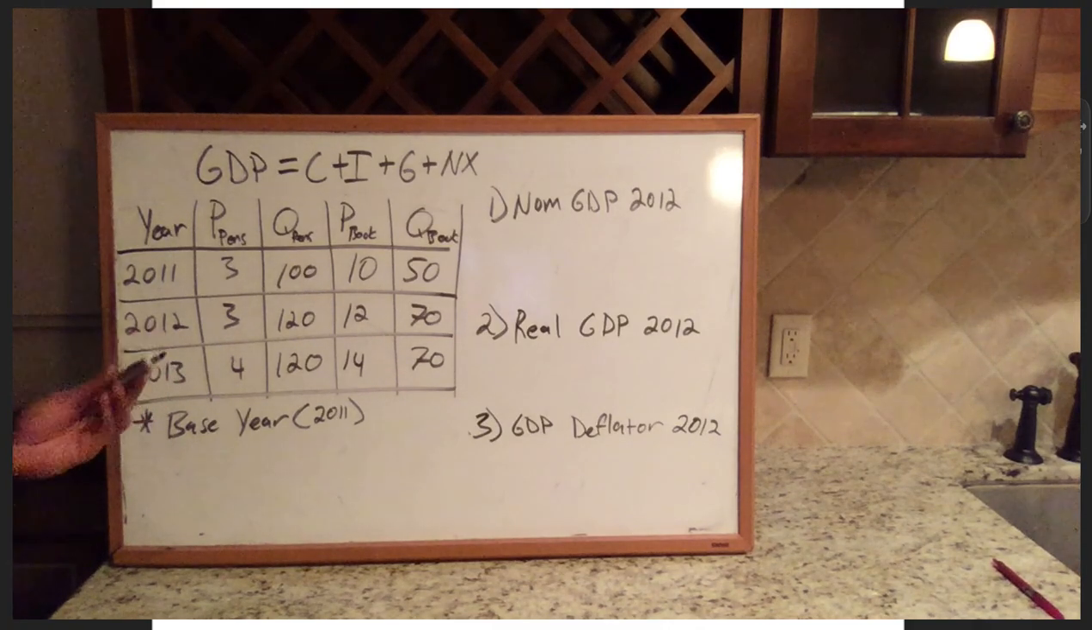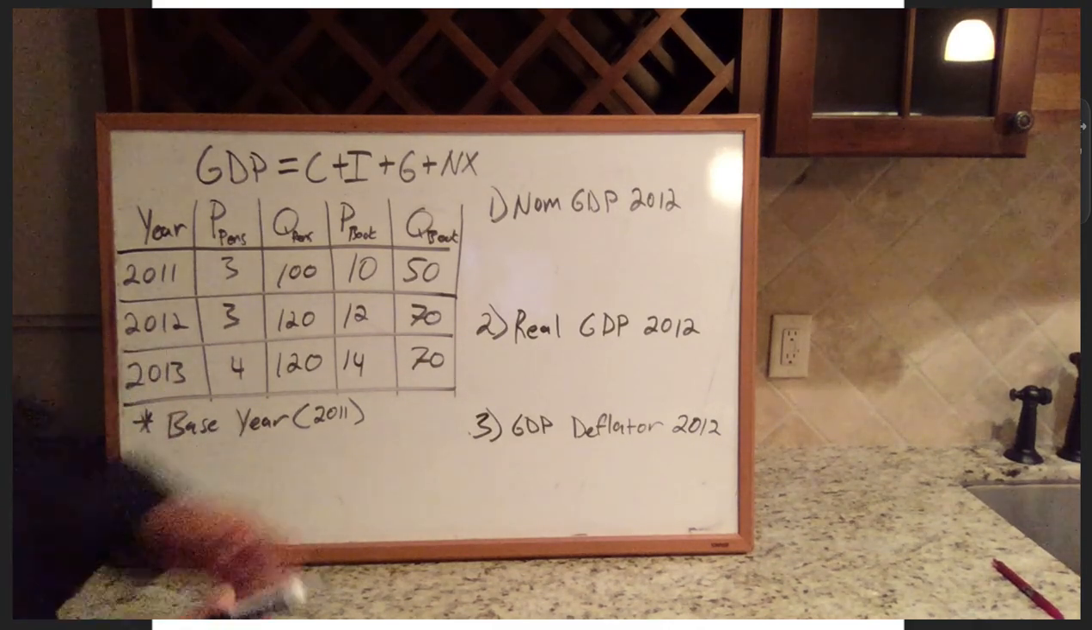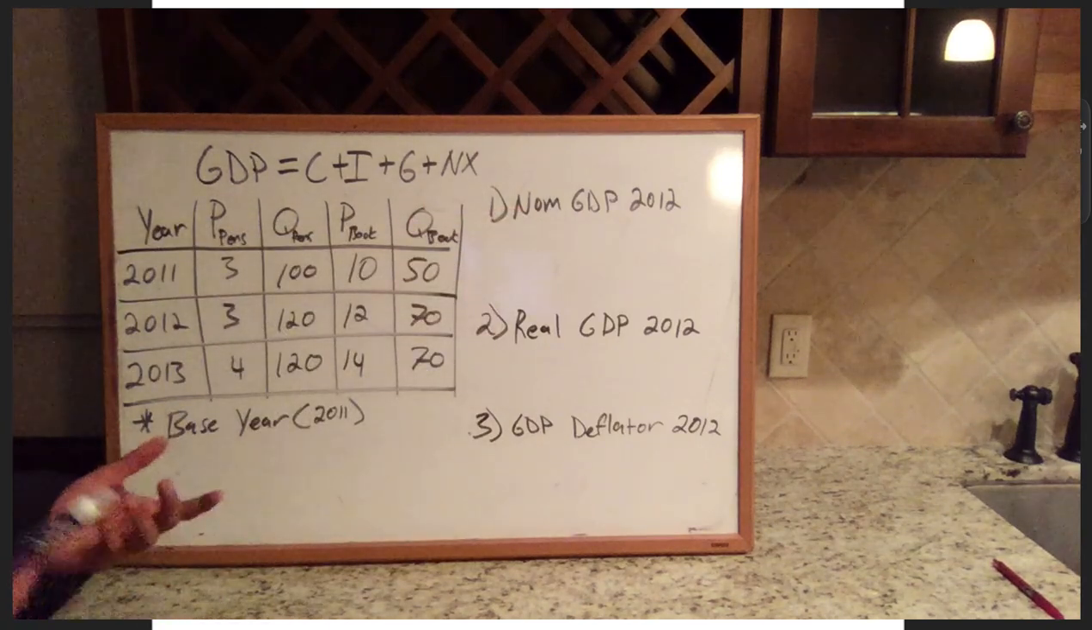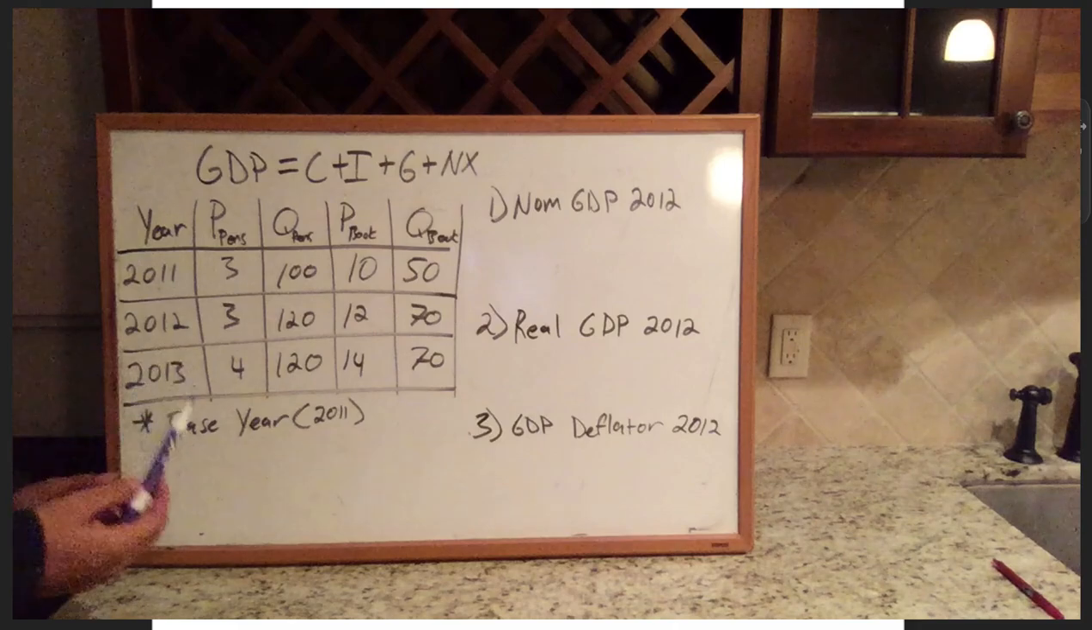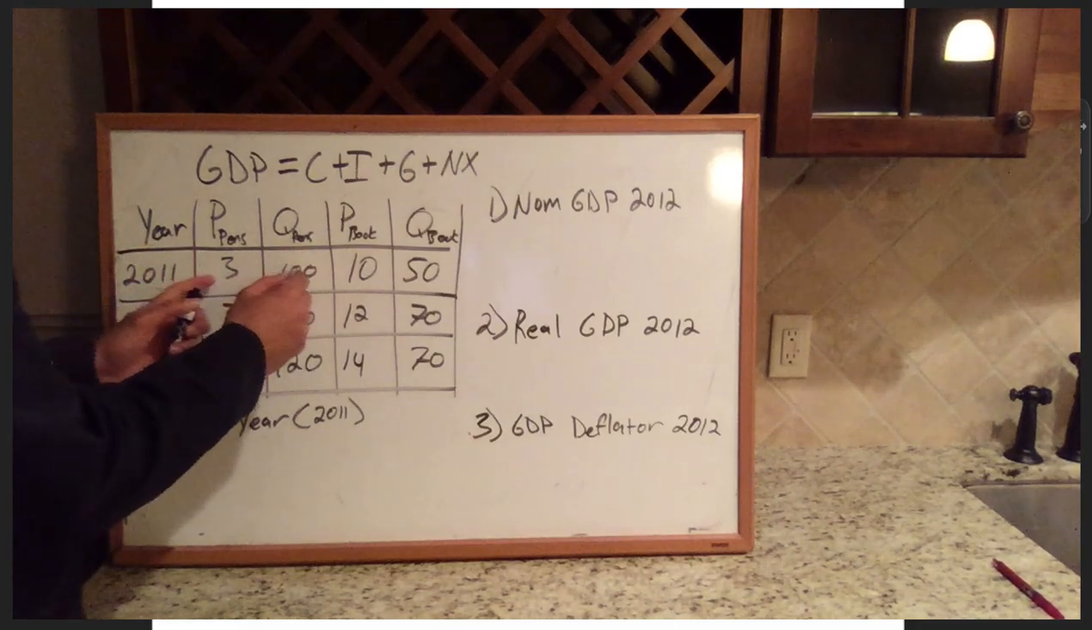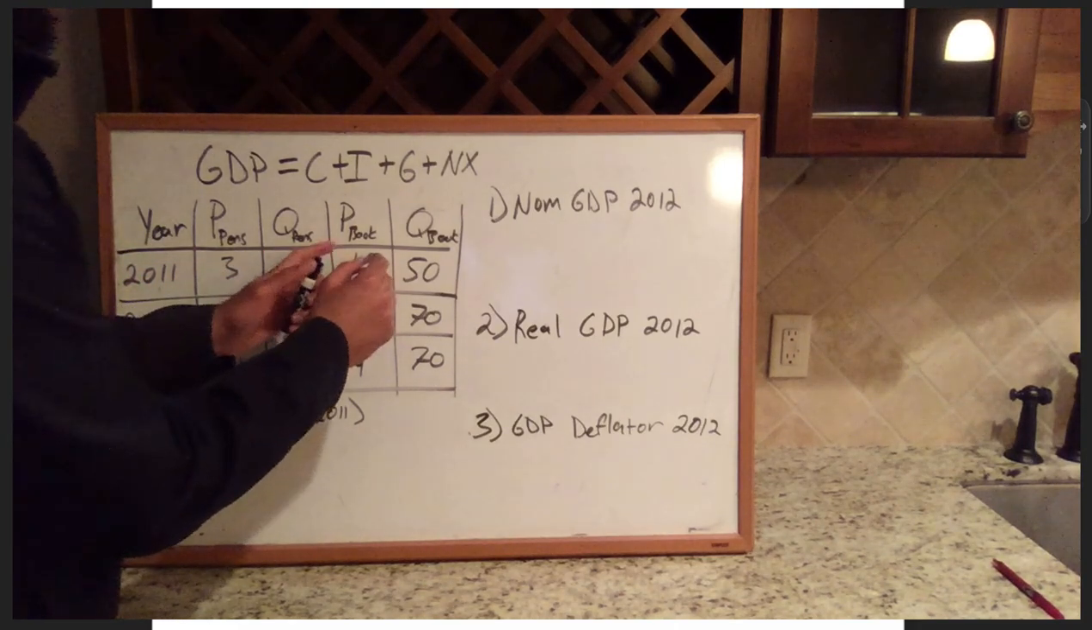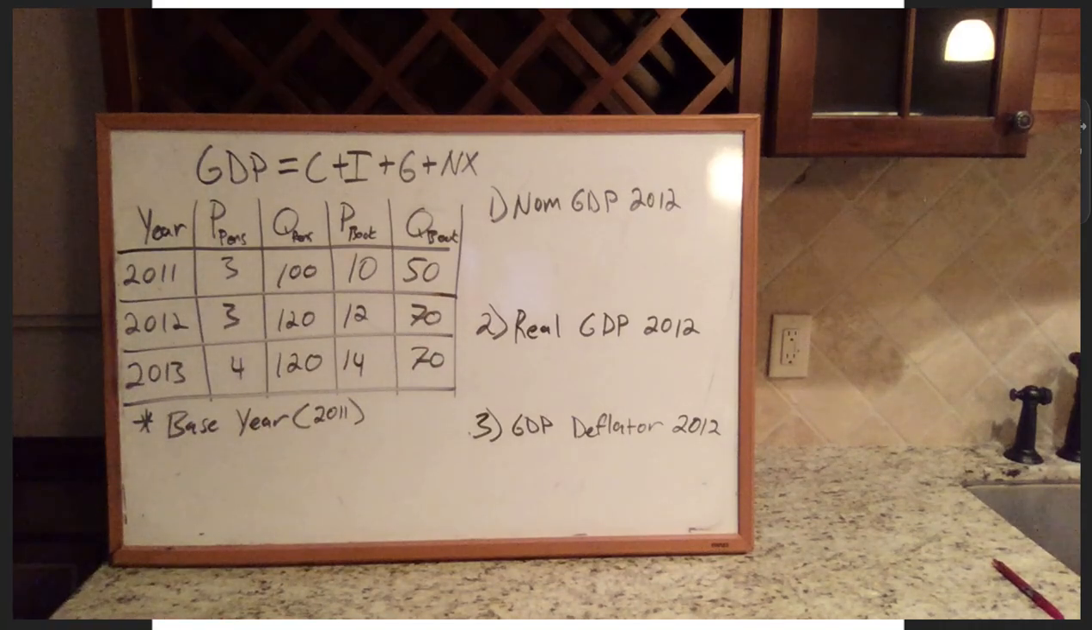The first question, so if this was a multiple choice question, it would ask you, what's the nominal GDP in 2012? So nominal GDP, again, is just your price and quantity of the two products multiplied by each other, and you add them together. So it would be price times quantity added by price times quantity.